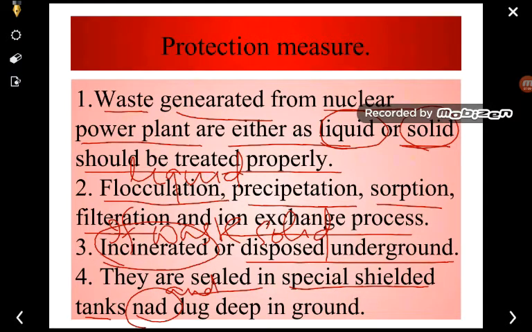So first the waste which is generated, it may be either liquid form or solid form, it should be properly treated. First thing is protection should be taken. Next one is that if it is in the form of liquid, different types of processes or treatment processes can be done. Third one is that if solid waste is generated, it should be incinerated or disposed of. If it is to be disposed of, it should be disposed in sealed tanks deep in the ground.